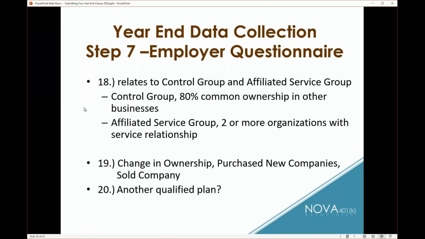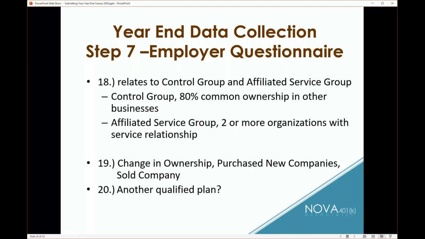Number 18 relates to whether the companies are a control group or affiliated service group. We know what's in the plan document, whether it's a control group or an affiliated service group. But over the years, owners will buy companies and not let us know. And so we don't know if something's changed and the company is now a control group or affiliated service group with other businesses. If you're aware, it's a yes or no, please answer that, because we need to know if the information that we have is out of date.